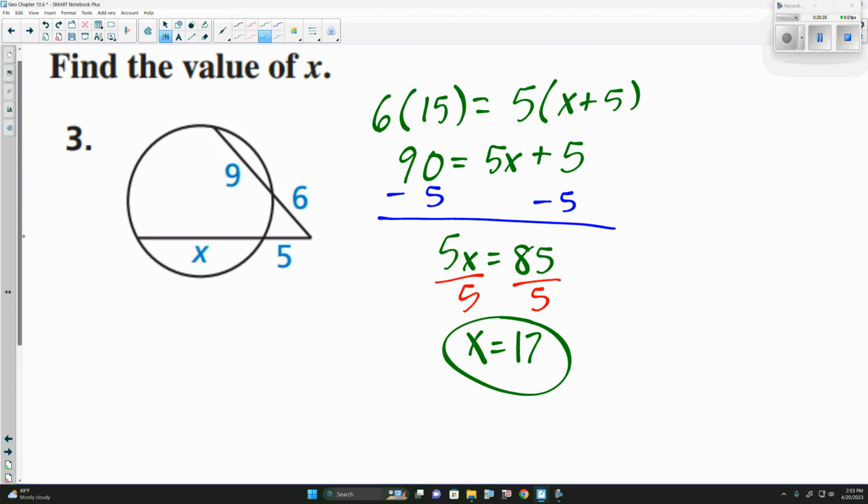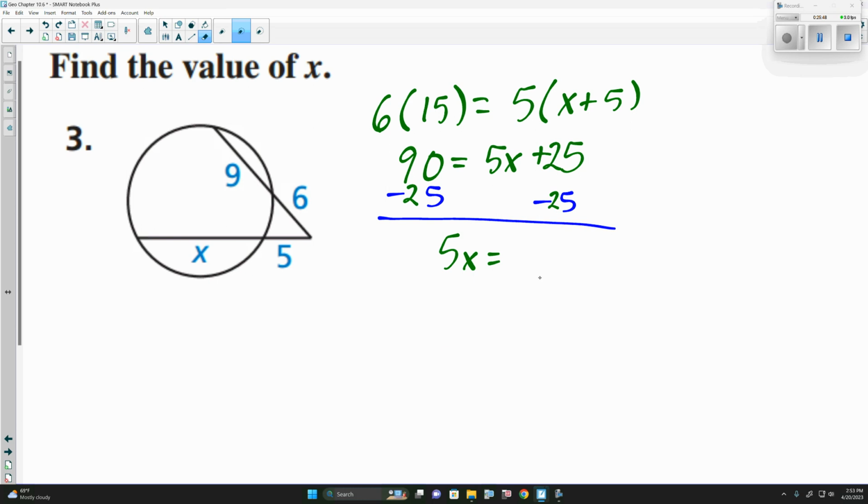Ah, right. Yes. Thank you. I forgot to distribute, and again, this is very common, to only multiply the first one. I forgot to multiply the 5 and 5, which should have given us 25. Then we'd have subtracted 25 from both sides, which would have gotten us 65.